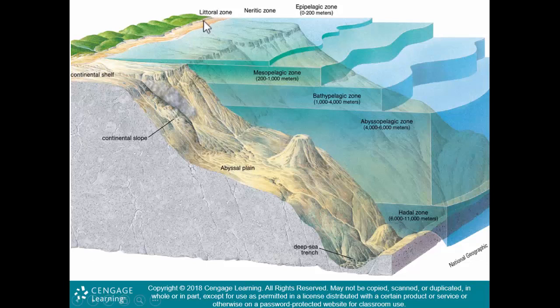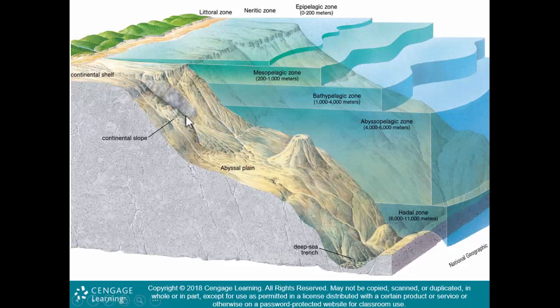So there's your littoral zone, which is basically from the high tide mark down into the surf zone, neritic. And then you look at the continental shelf out here, and so you have your pelagic zones, the epipelagic, which is pretty shallow, meso, the bathypelagic, and then here's your abyssal zone, which is going to be very, very deep, and then your hadal zone, which is typically in your deep ocean trenches.